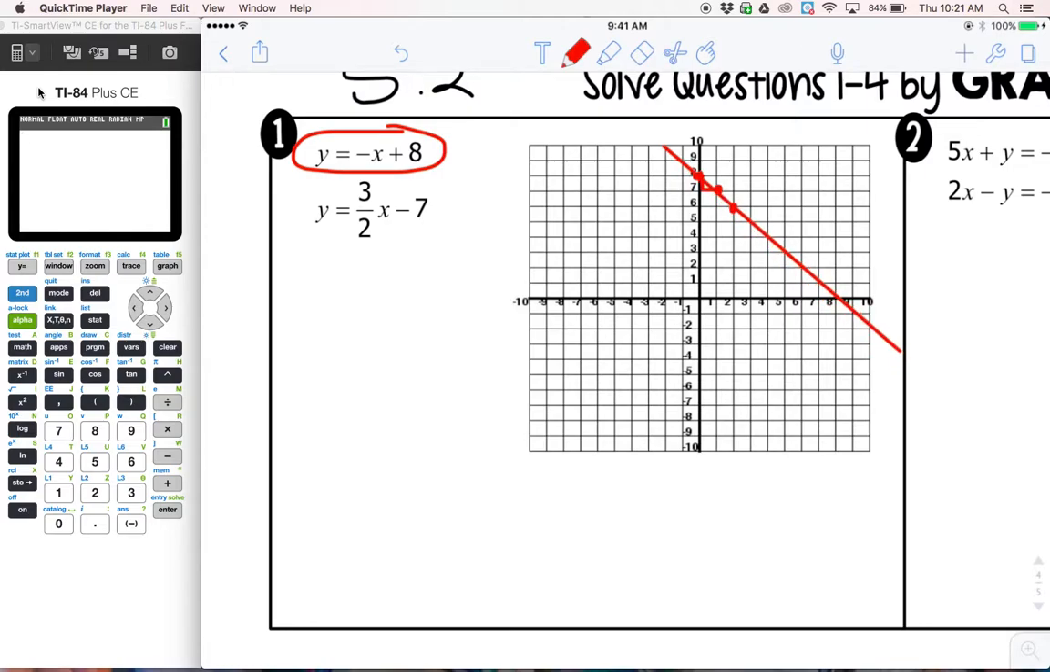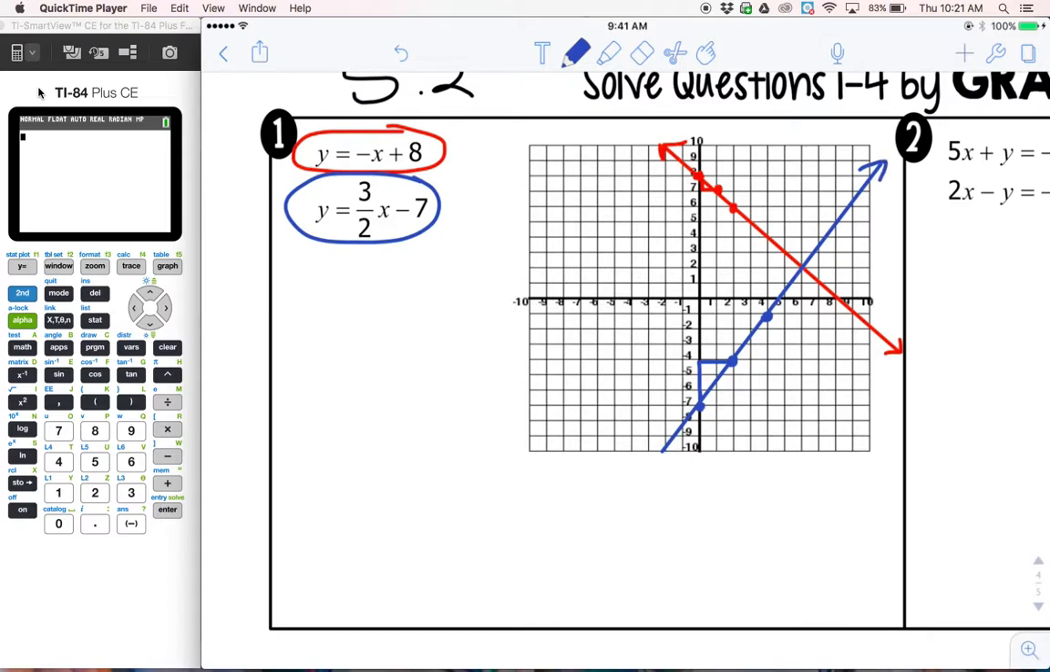Now you do want to be as exact as possible when you're drawing these lines, because if you don't, you're not going to be able to see the solution if you're just sketching here. Sketching is not going to work. You really have to plot points and line up your straight edge. Second line, we're starting down here at negative 7. My slope is 3 over 2, so we're going up 3, right 2. So here would be my next line.